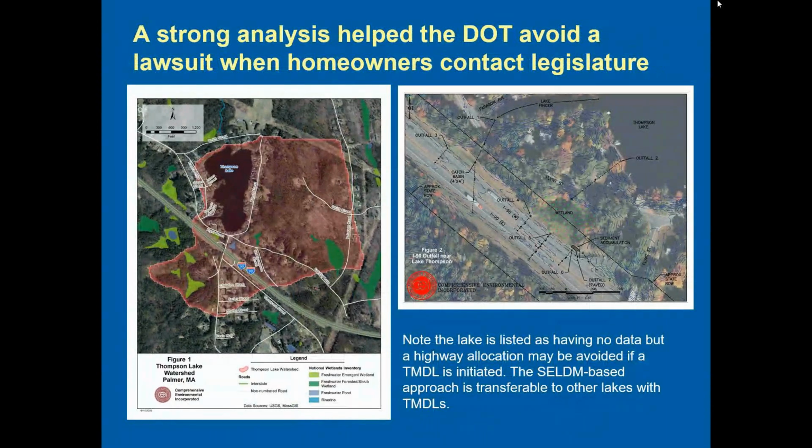So I am going to end my talk with a case study. In 2022, the Lake Thompson Association filed a complaint against MassDOT. Their complaint was that I-90, also known as the Mass Turnpike, was a major contributor of phosphorus to Lake Thompson. And they wanted at least one major BMP installed.